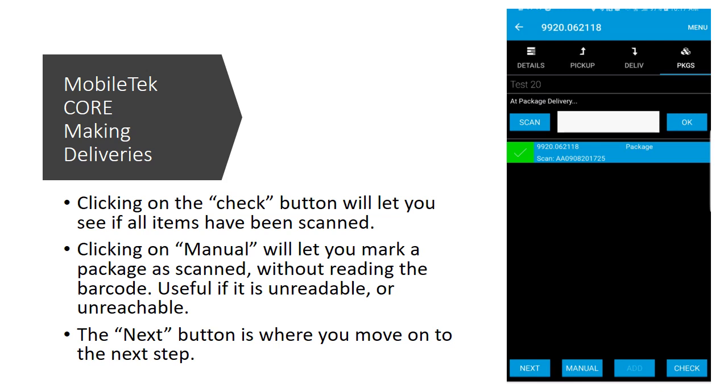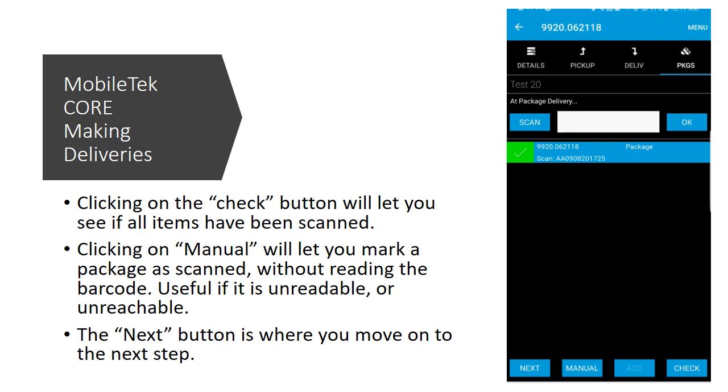You can do a manual scan by tapping the packages on your screen and clicking Manual. This confirms that you have the package and marks it as scanned. In the tracking, it will say Manual Scan. Only do this after confirming that you have the correct item. This is useful when a barcode is unreadable or if a package can't be scanned for some other reason.